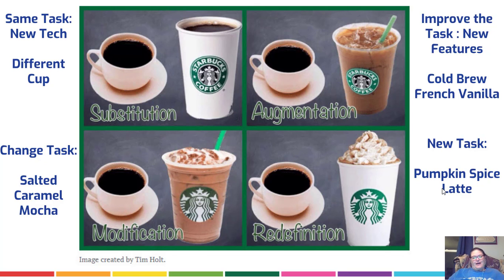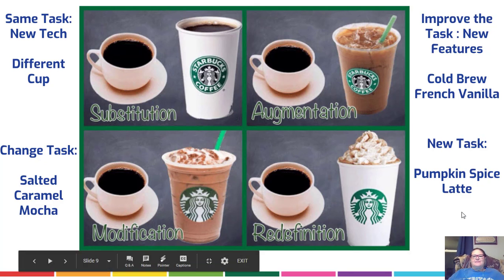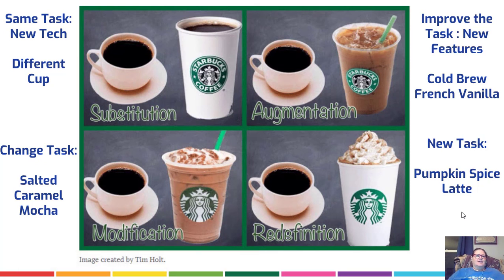The top level or the highest level would be redefinition. And that's where we really want to try to see all of our students hit, and all of our lessons at some point hit that level. It's really a new task. Thinking about the pumpkin spice latte. It's not just plain black coffee anymore. It is the pumpkin spice latte. I don't know if you know the difference, but it's a whole new task completely, right?